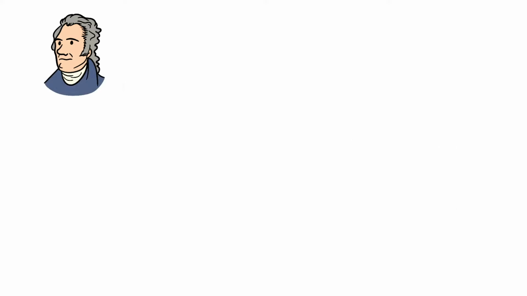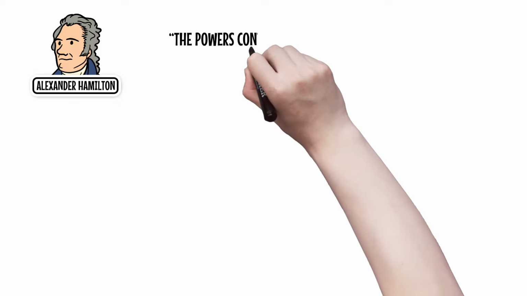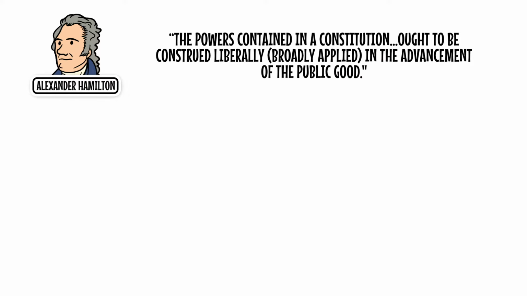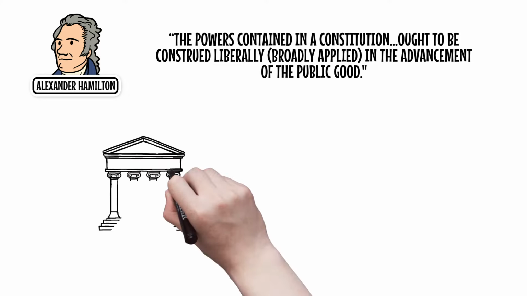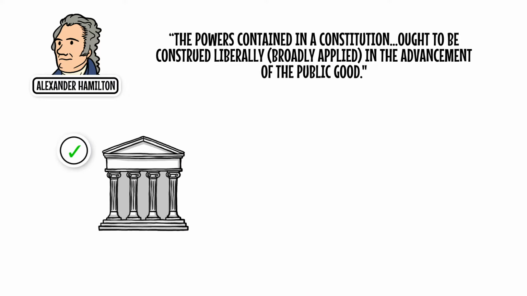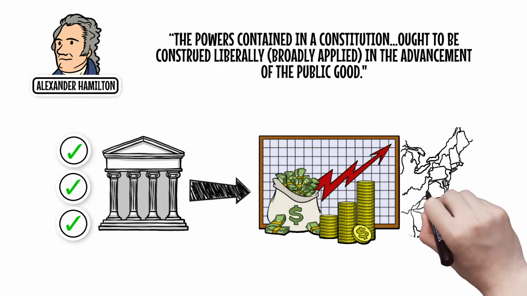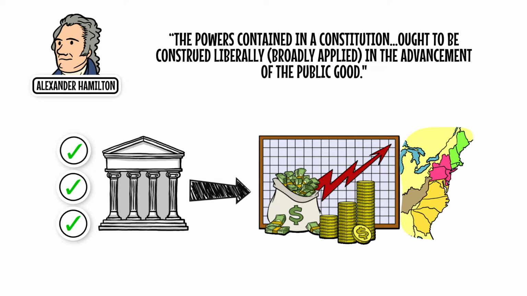Alexander Hamilton explained his reasons for a strong central government by saying, "The powers contained in a constitution ought to be construed liberally, broadly applied, in the advancement of the public good." In other words, the federal government should be allowed to do what is necessary to help the country and its economy. This interpretation of the federal government's powers is called loose construction.